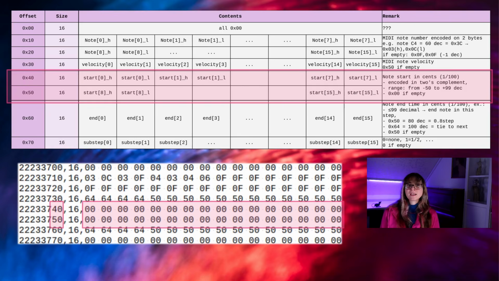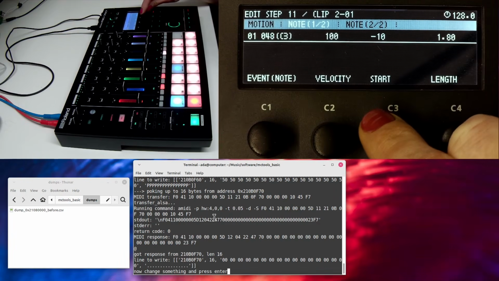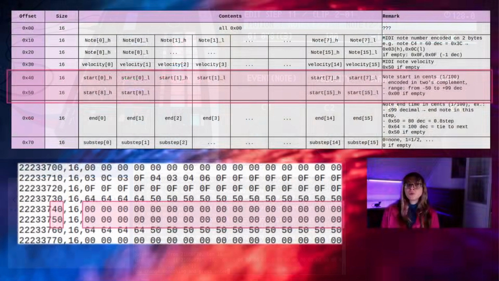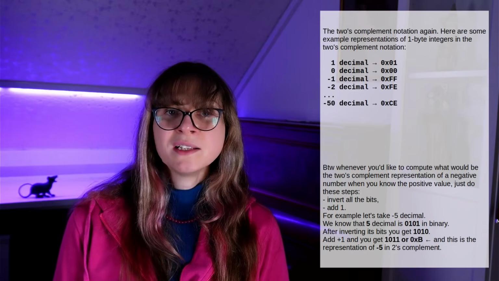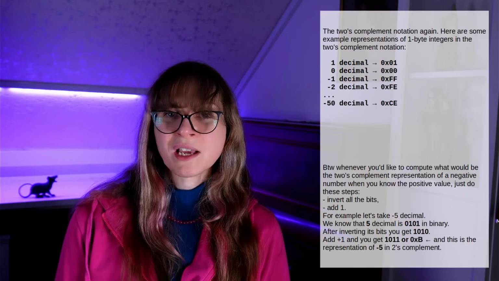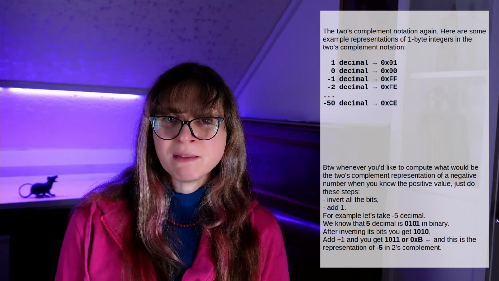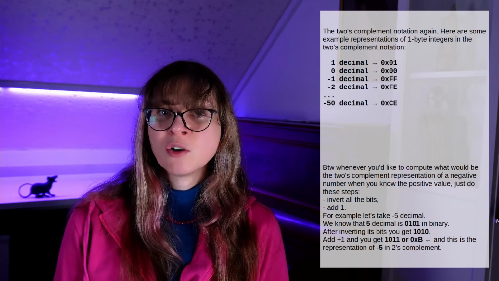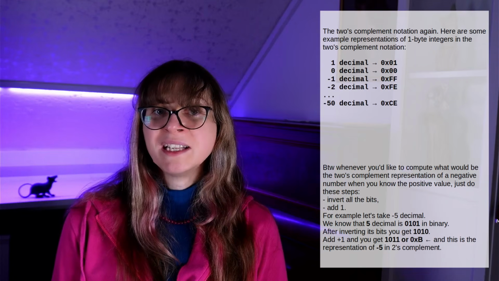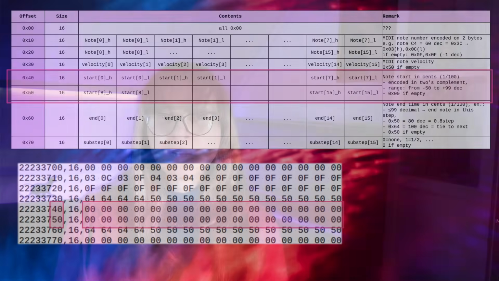Since the notes can start before a step starts, the start time can be negative, and the negative start time values are encoded in 2's complement encoding. So, for example, 0 will be 00 hexadecimal, but -1 will be FF hexadecimal, -2 will be FE hexadecimal, and so on, down to -50, which encodes to CE hexadecimal.